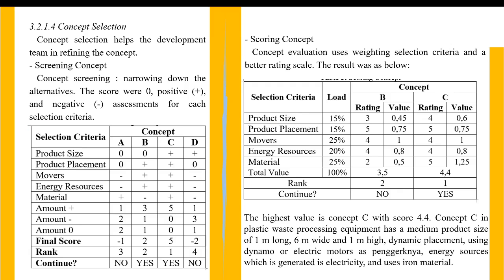Concept selection. The screening concept. Concept screening is narrowing down the alternatives. This is the concept from A, B, C, D to alternatives B and C. Then we make the scoring concept based on product size, product placement, movers, energy resources, and material. From the total value, we choose concept C with the score 4.4.